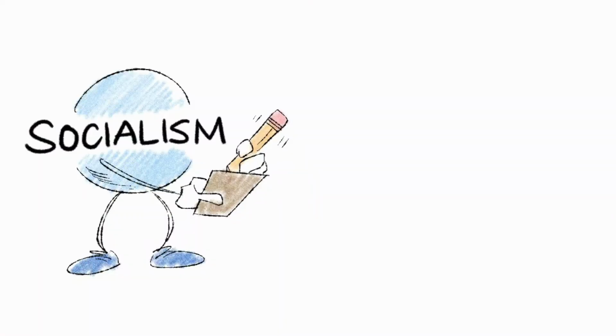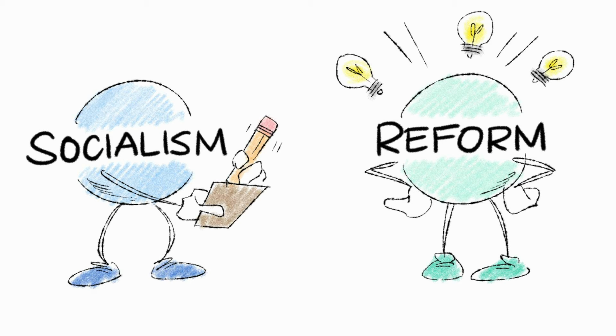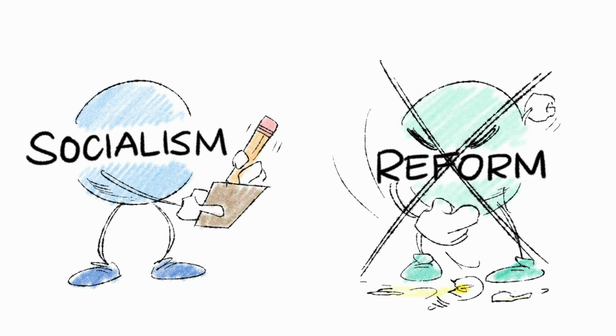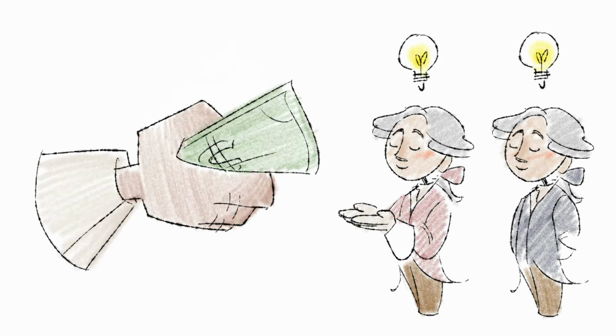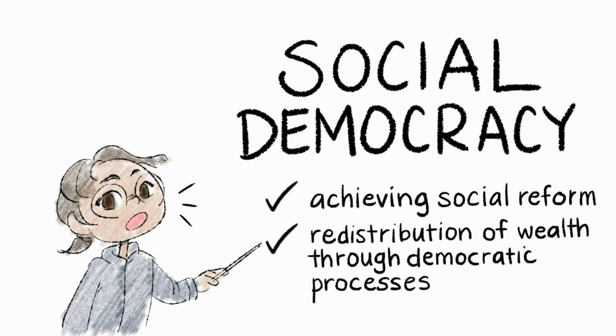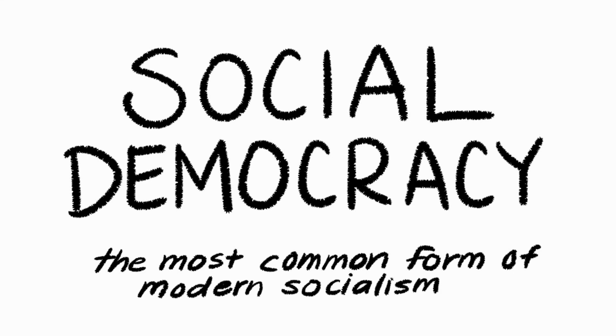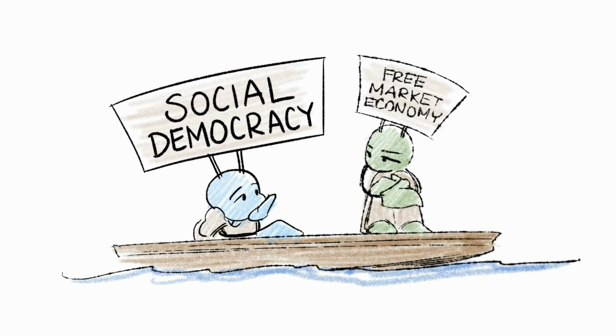Socialism is a lot less rigid and a much more flexible ideology as it seeks to change and reform through democratic processes within the existing social and political structure, not overthrowing said structure. Unlike in communism, socialist economic systems also reward individual effort and innovation. The most common form of modern socialism we see today focuses on achieving social reform and redistribution of wealth through democratic processes. Social democracy is the most common form of modern socialism, and it can coexist alongside a free market capitalist economy.